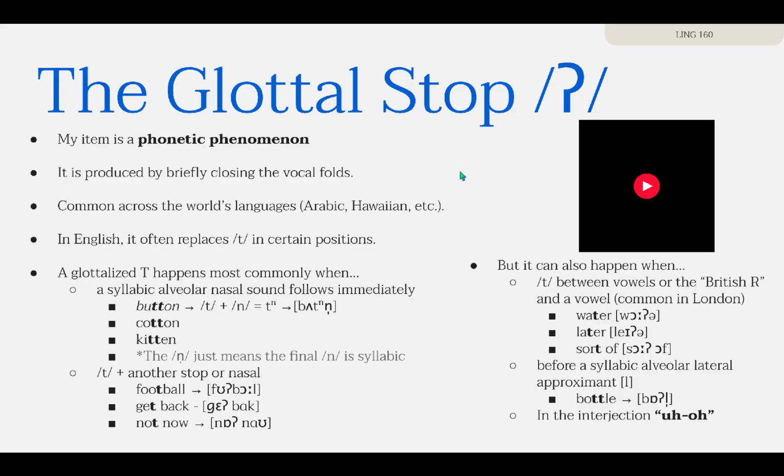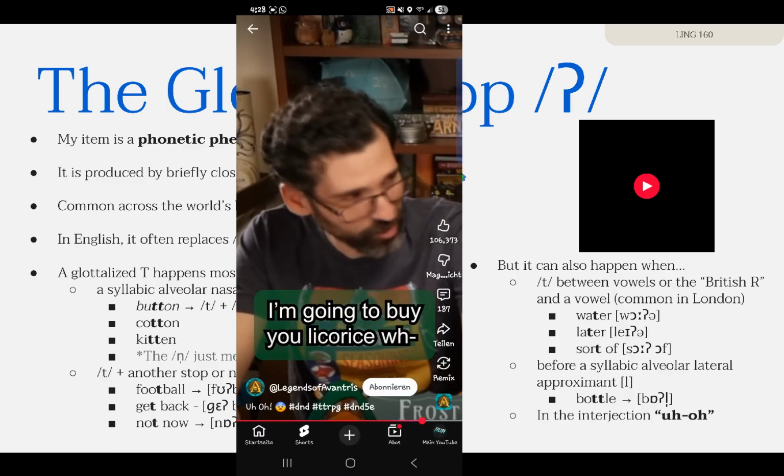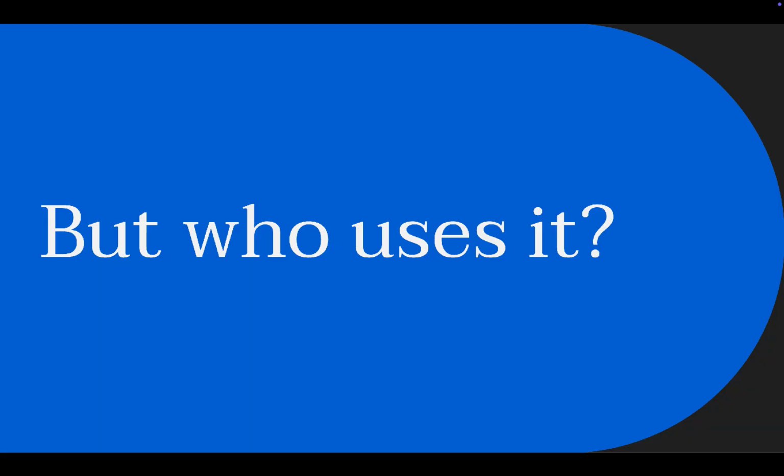And even though this is not an allophone of the letter T, it is also very noticeable in the interjection, uh-oh. That's not licorice. I'm going to buy you licorice. What? Uh-oh. But who uses it?